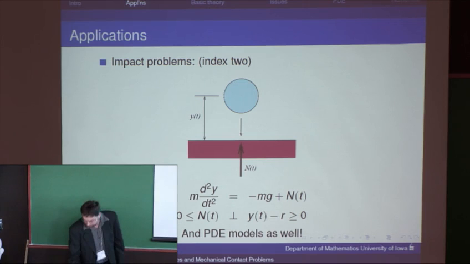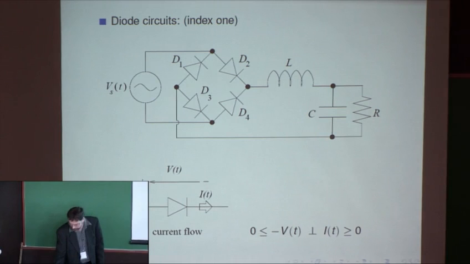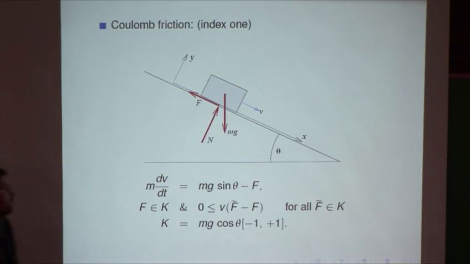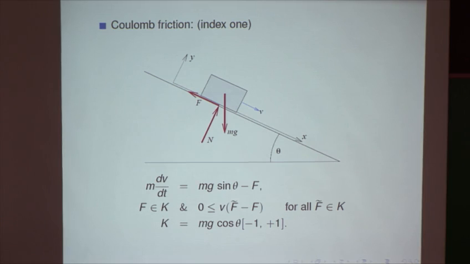I haven't got differential equations written out for diode circuits. In fact, it's a somewhat non-trivial exercise to show that it is indeed index 1. Coulomb friction, here, we have the variational inequality variable F, we have the state variable V. But we only have to differentiate V once in order to get the friction force coming out. So that's index 1. So that's how we can tell what the index is for these systems.